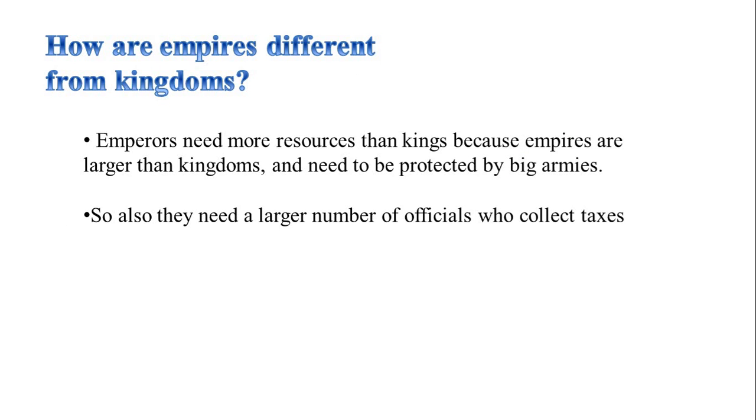So let us know how empires are different from kingdoms. Emperors need more resources than kings because empires are larger than kingdoms and need to be protected by big armies. So also they need a large number of officials who collect taxes. In short, we can say empires are bigger kingdoms usually ruled by many kings with a central authority who controls them.